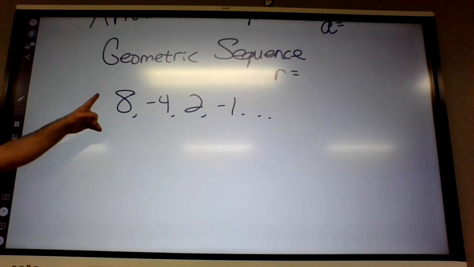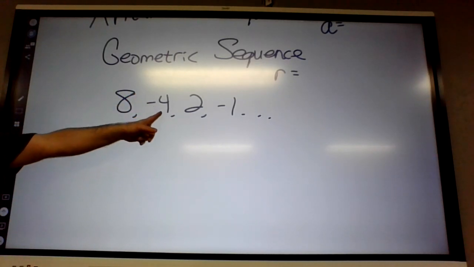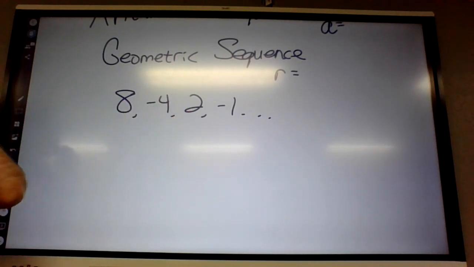so maybe I should have started with something easier, but how do we get from 8 to -4 to 2? Divide by -2. Now dividing by -2 is the same thing as what? Multiplying by -1/2. So if you're not sure what the common ratio is, here's the easy way.